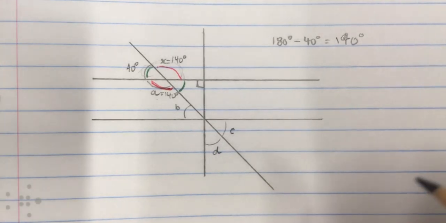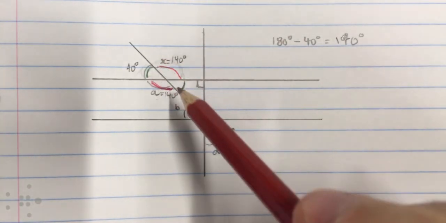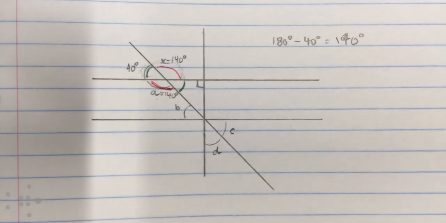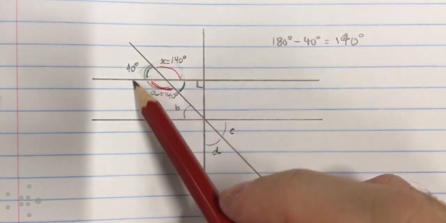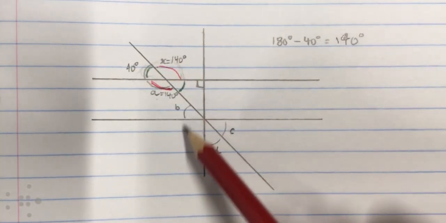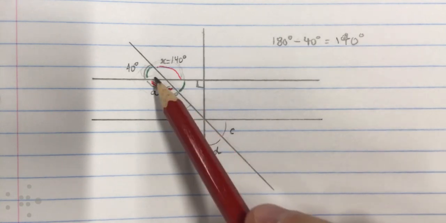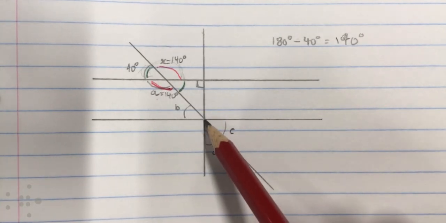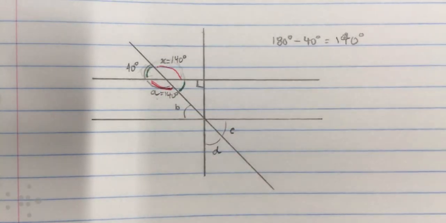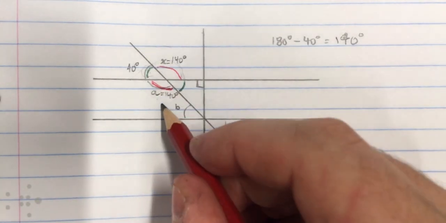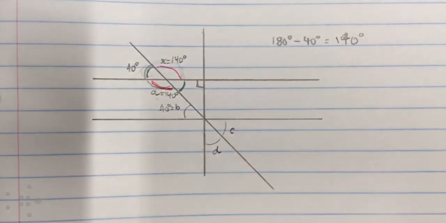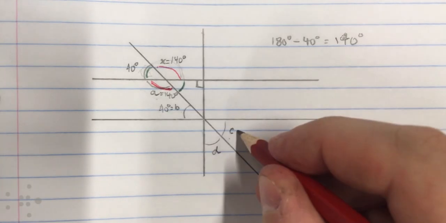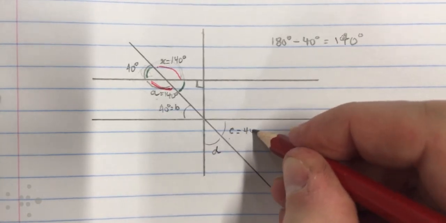Now, because we know about when a line intersects two parallel lines, that any angles here are going to be the same as the angles here. We know that angle B is actually exactly the same as that 40 degrees, so we know B is 40 degrees. Okay, and we know opposite angles are the same, so we know that C is 40 degrees.